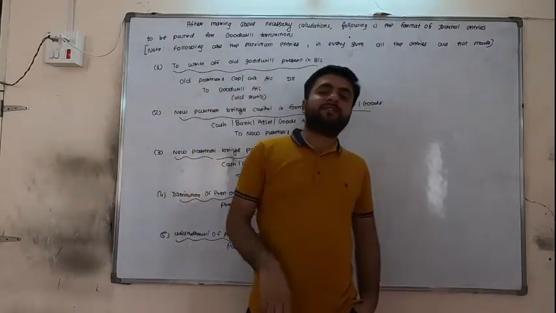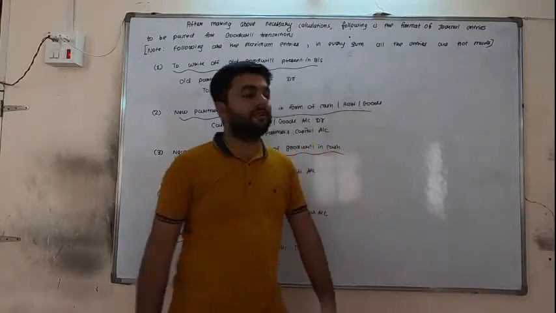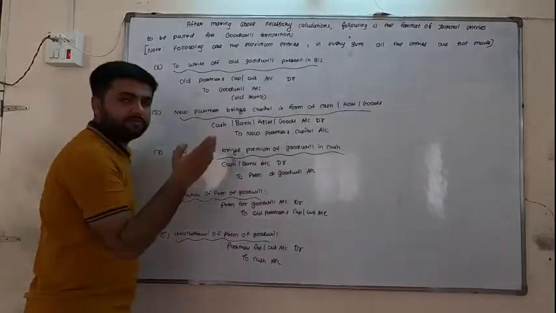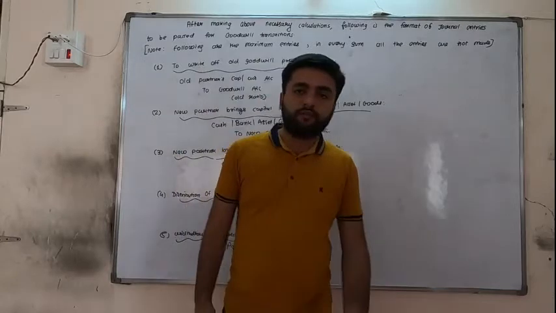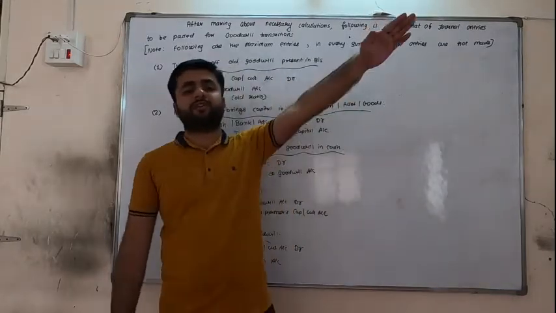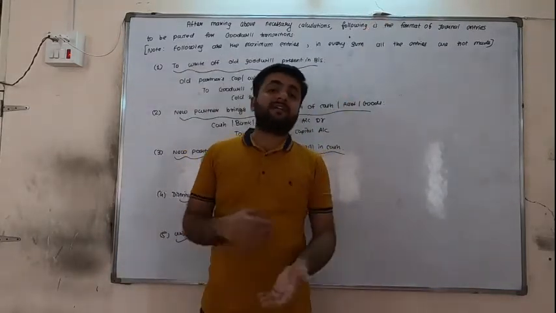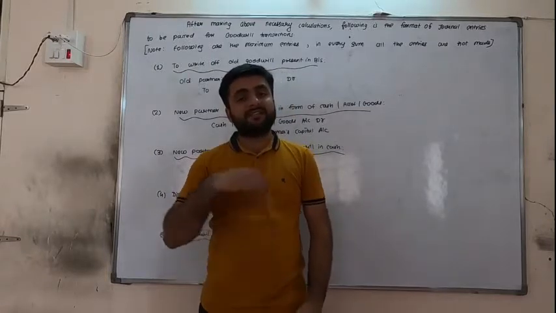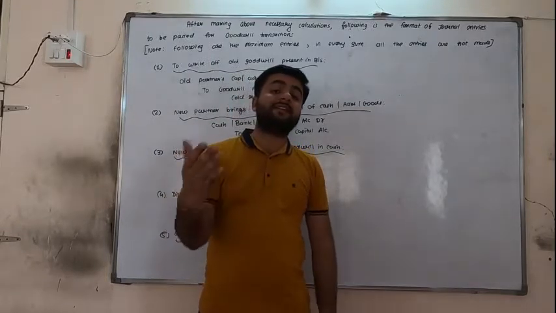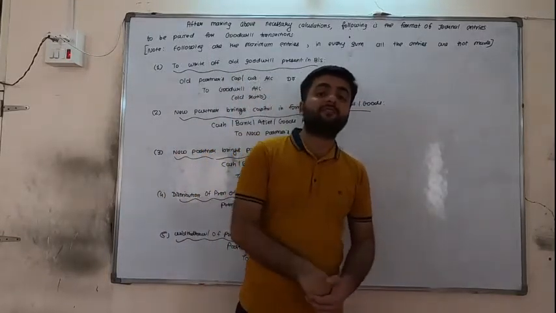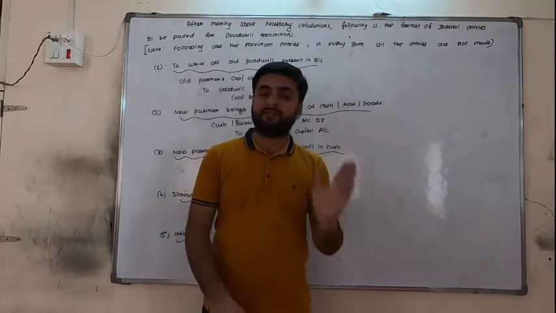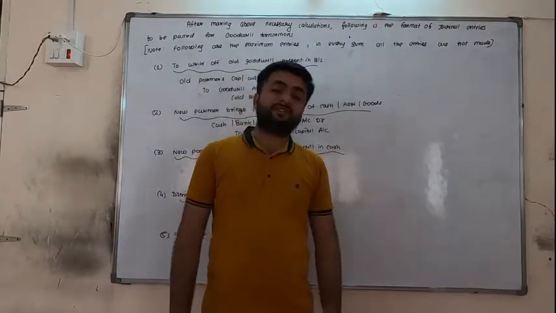Then the next calculation is share of new partner in goodwill, meaning the premium of goodwill. How much goodwill he has to bring. The formula for it is new goodwill into share of new partner. Next is optional: if an old partner has gain instead of sacrifice, then he has to pay the goodwill. The formula for it is new goodwill into gain share.